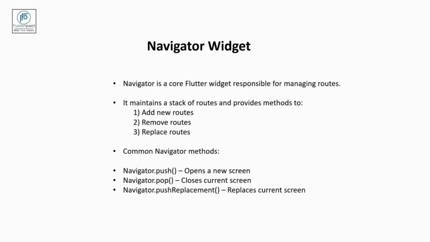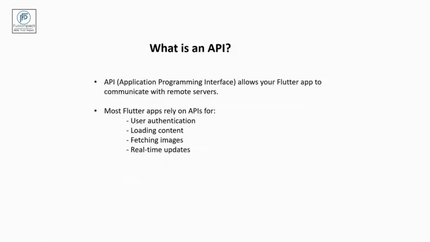Navigator widget. Navigator is a core Flutter widget responsible for managing routes. The widgets provide the built-in navigators and built-in libraries to use in Flutter. It maintains a stack of routes and provides methods to add a new route, remove a route, and replace a route. It uses Navigator.push, Navigator.pop, and Navigator.pushReplacement. These are the basic navigators we can use during Flutter application development.